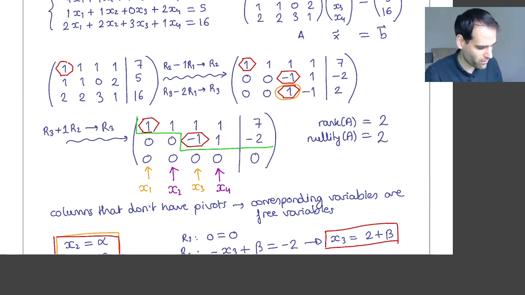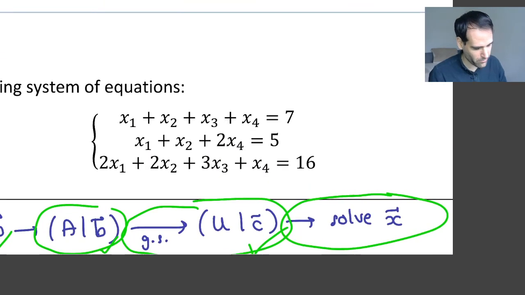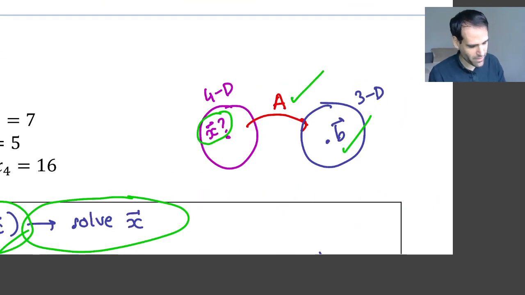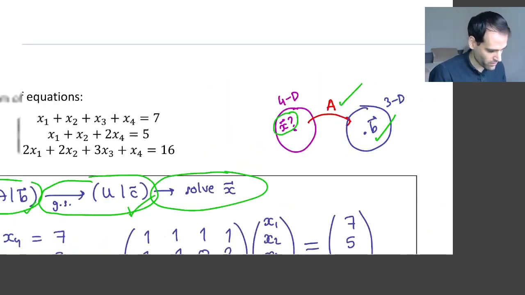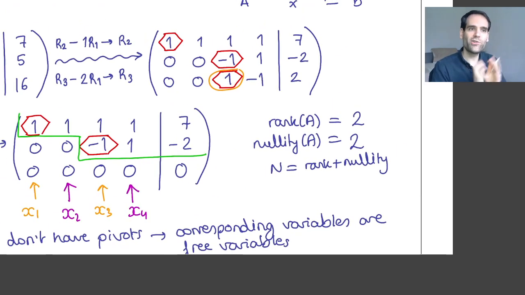And we can check the theorem of dimensions that n equals rank plus nullity, where n is the number of dimensions of the input space. And remember, here we had 4 unknowns, 4 variables, which means that our input space is 4-dimensional. Also notice that the nullity of A is 2. This means that the null space has 2 degrees of freedom. So the null space is a 2-dimensional plane. So this plane is living in 4-dimensional space, but it's still a 2-dimensional plane.